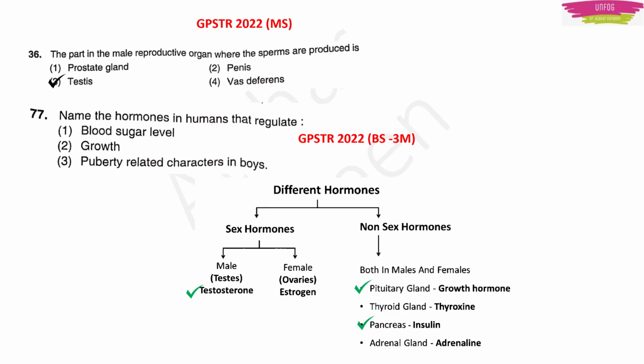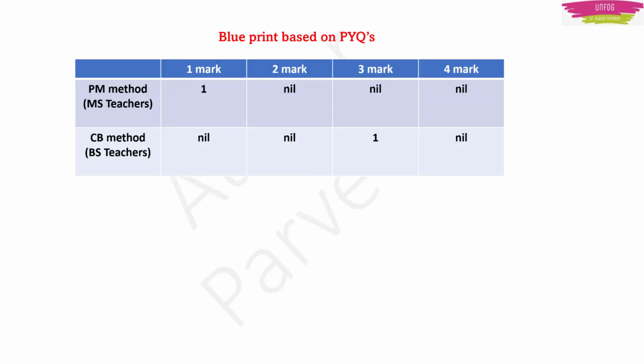So this many questions I got from the model paper and GPSTR 2022. So let us see the blueprint. For PM method I got 1 MCQ. For CV method I got 1 three-mark question. So expected is 1 to 3 marks for PM and 3 to 4 marks for CV. But we cannot neglect this chapter because it is directly related to our body. I am expecting 1 question both for PM and CV method question papers. Either it can be a 1 mark or a 3 mark, or never know, they can ask a 4 mark question also. Okay.